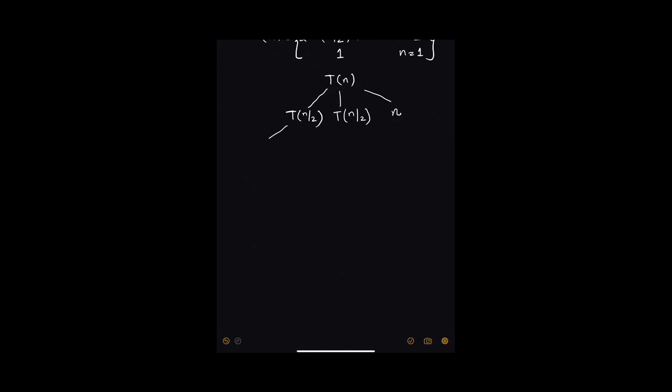For the next step, this will again be divided into T(n/2^2), T(n/2^2), and this will be n/2. This will be divided into T(n/2^2), T(n/2^2), and this will be n/2. This will again be n/2. We have to continue this process for k times until the stopping condition is met.